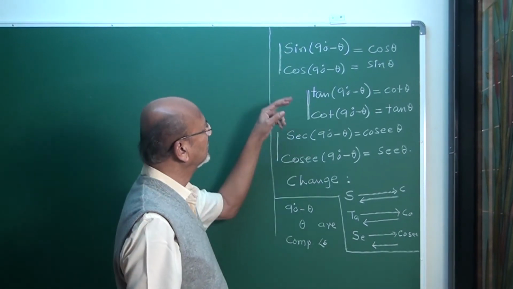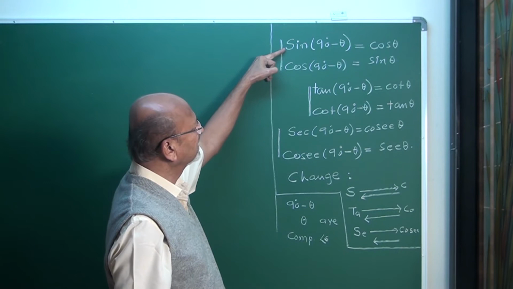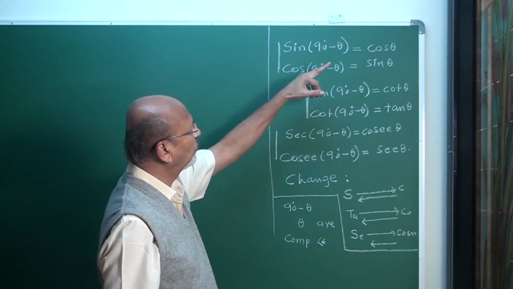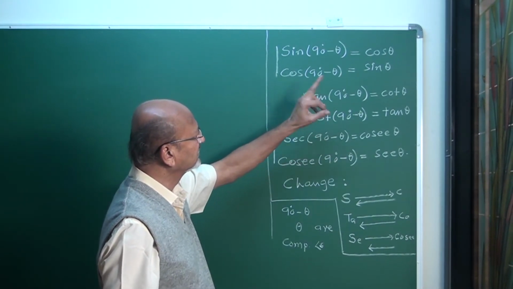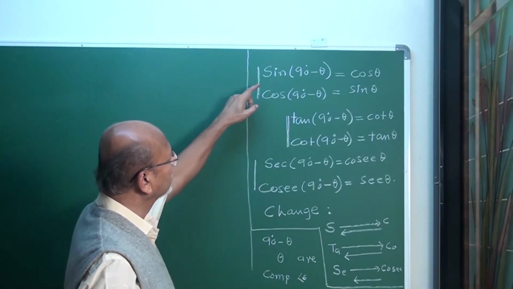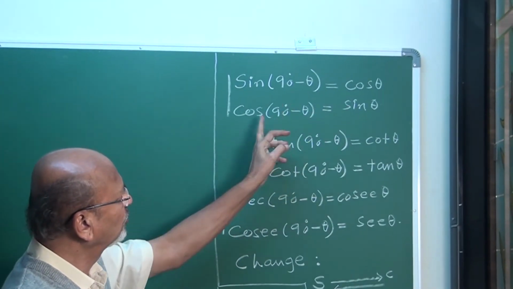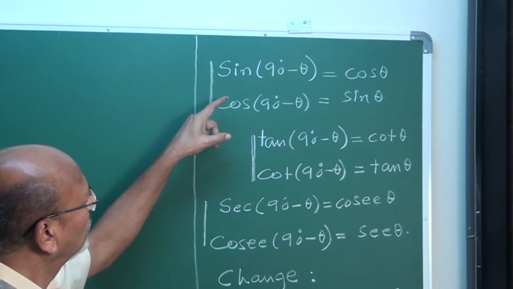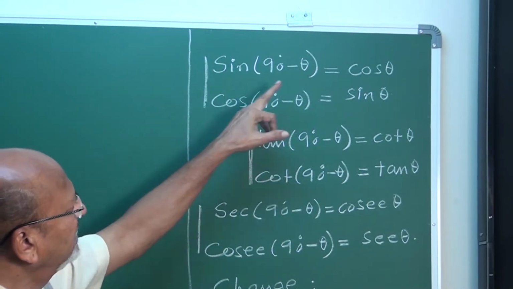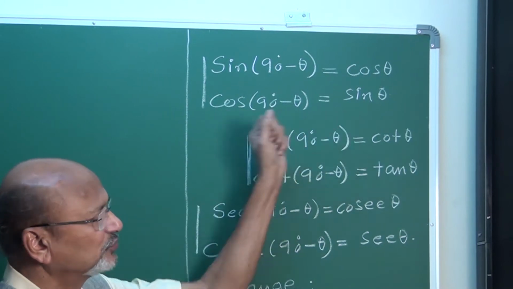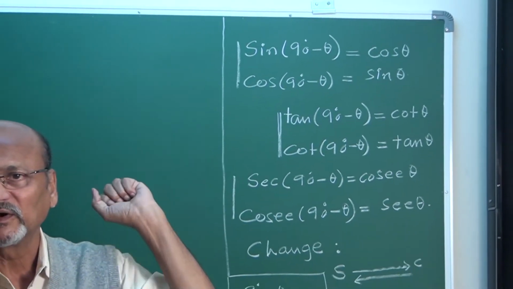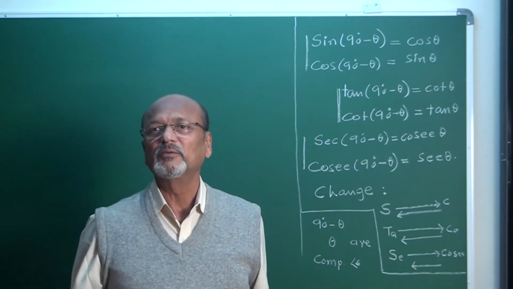Is that correct? Yes. Sine of 90 minus theta, already I told, is cos. Cos of 90 minus theta is sine. What is your observation, my friends? Sine of this complementary angle is cos. Cos of this is sine. So, there is a change. Sine changes to cos, cos changes to sine. See, my friends, that change is also limited.